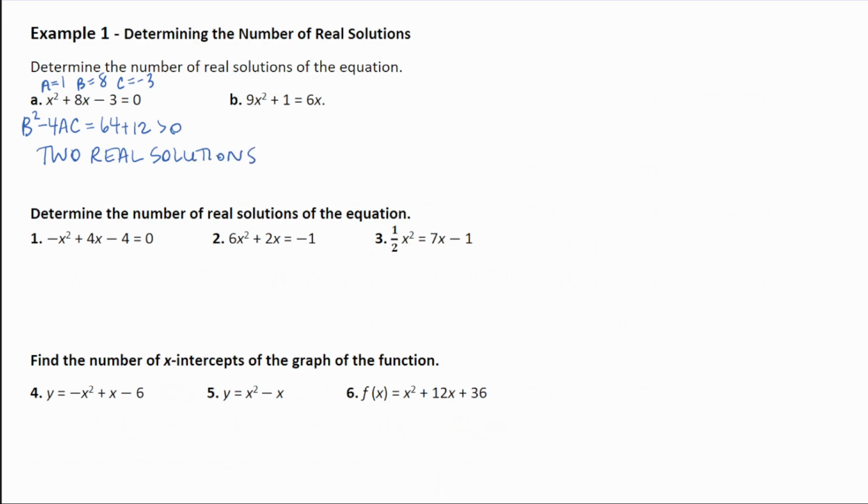And then 9x squared plus 1 equals 6x. This is not set equal to 0. We have to first set this thing equal to 0. Okay, so that's very important. So I'm going to say set to 0.